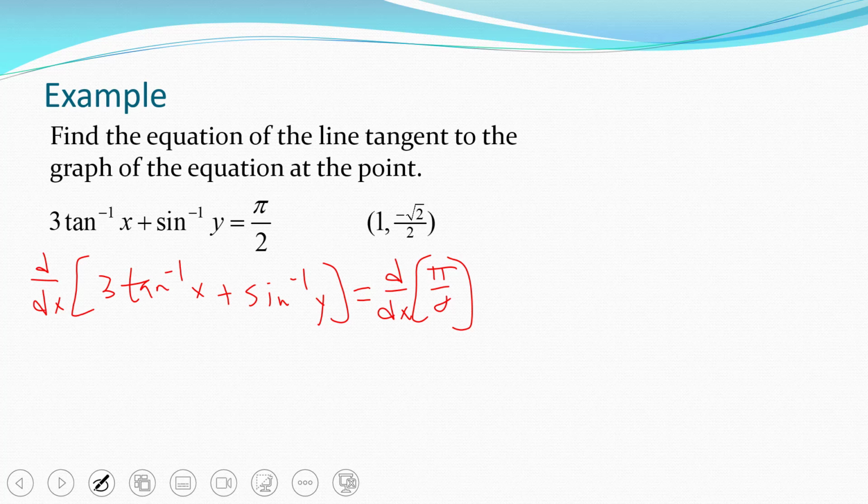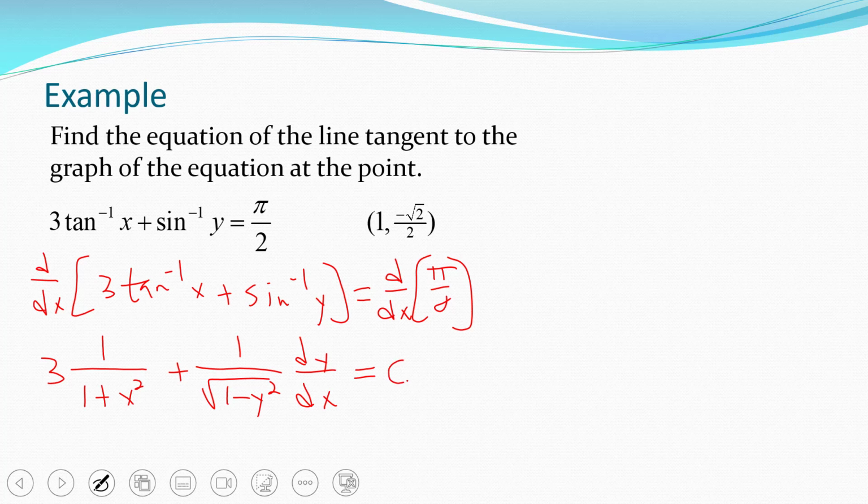So the derivative of 3 times the inverse tangent, that'd be 3 times the derivative of inverse tangent of x in terms of x, which is 1 over 1 plus x squared. Plus, now I need the derivative of the inverse sine of y in terms of x. So we'll need the chain rule. That would then be 1 over the square root of 1 minus y squared. And then I multiply it by dy dx, the derivative of that y in terms of x. That would then equal the derivative of pi over 2, which unfortunately, there's still a couple students who will try using the quotient rule. That's just a constant, so that derivative is 0.